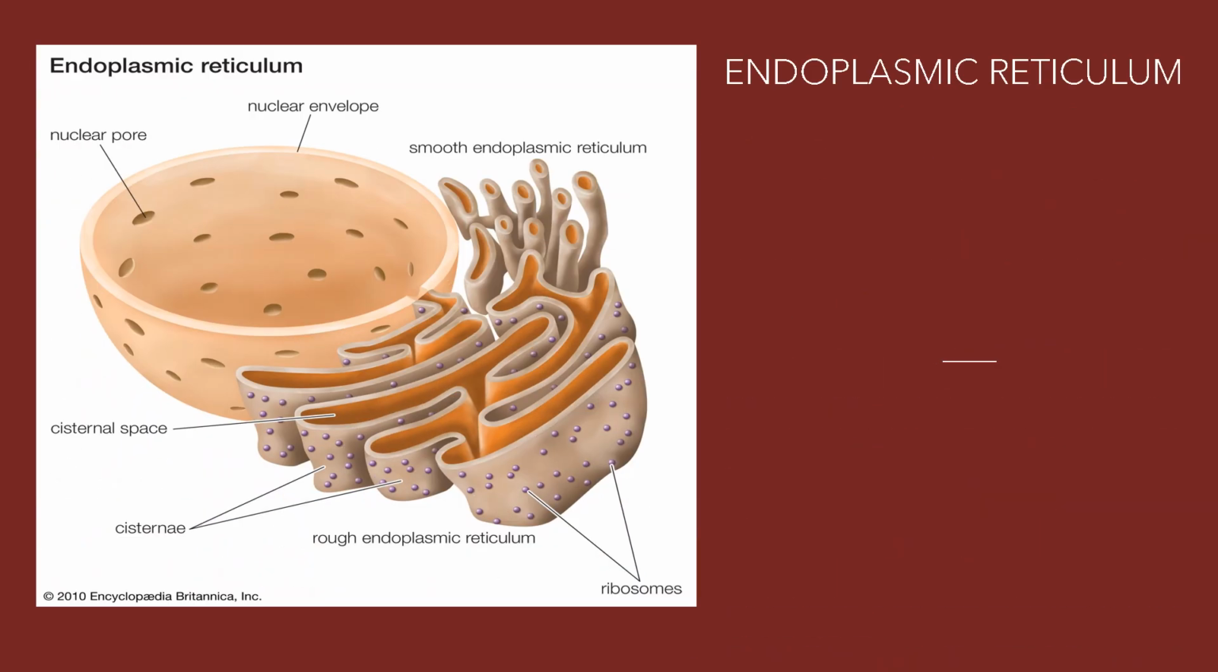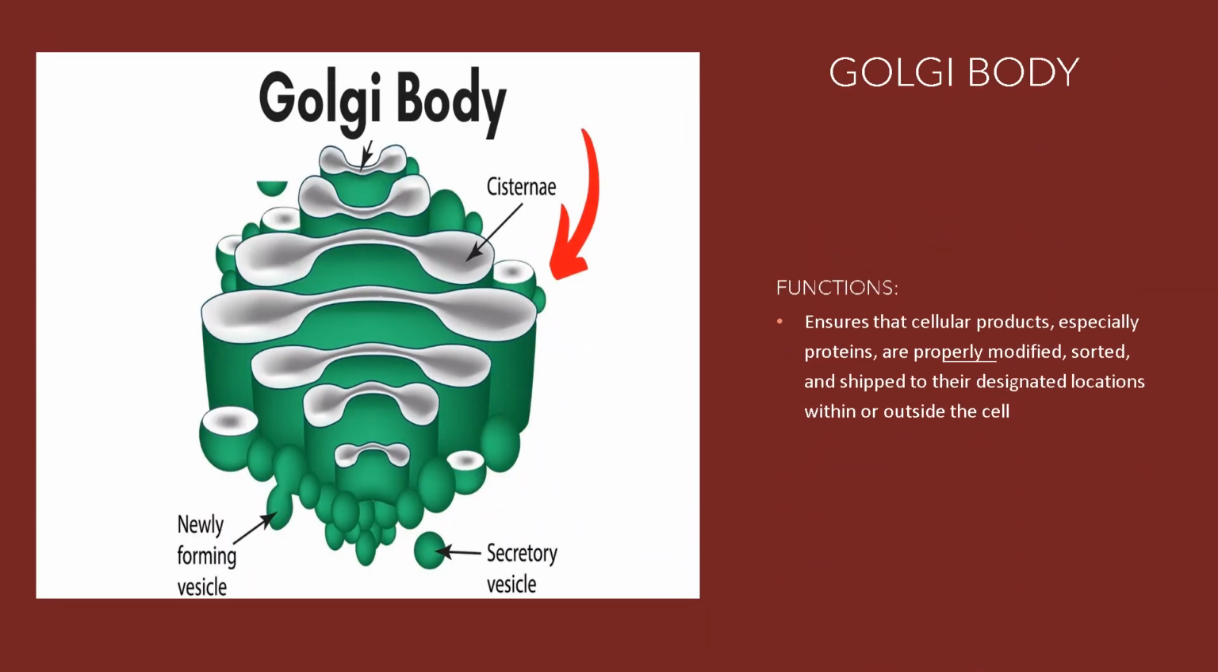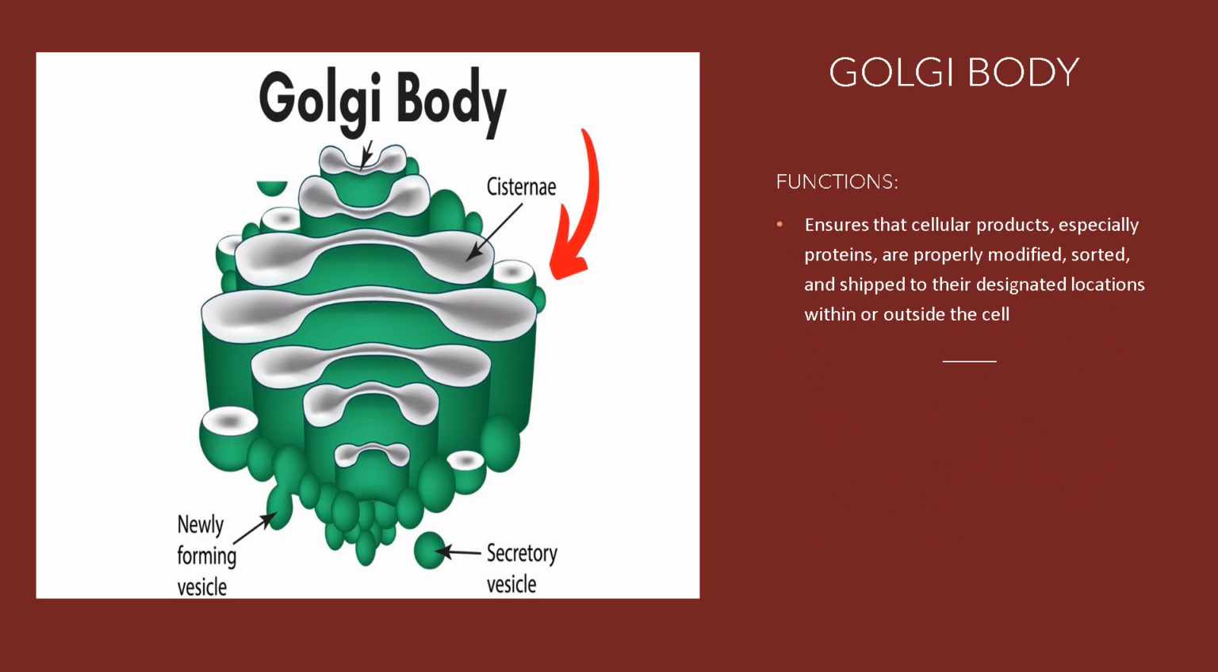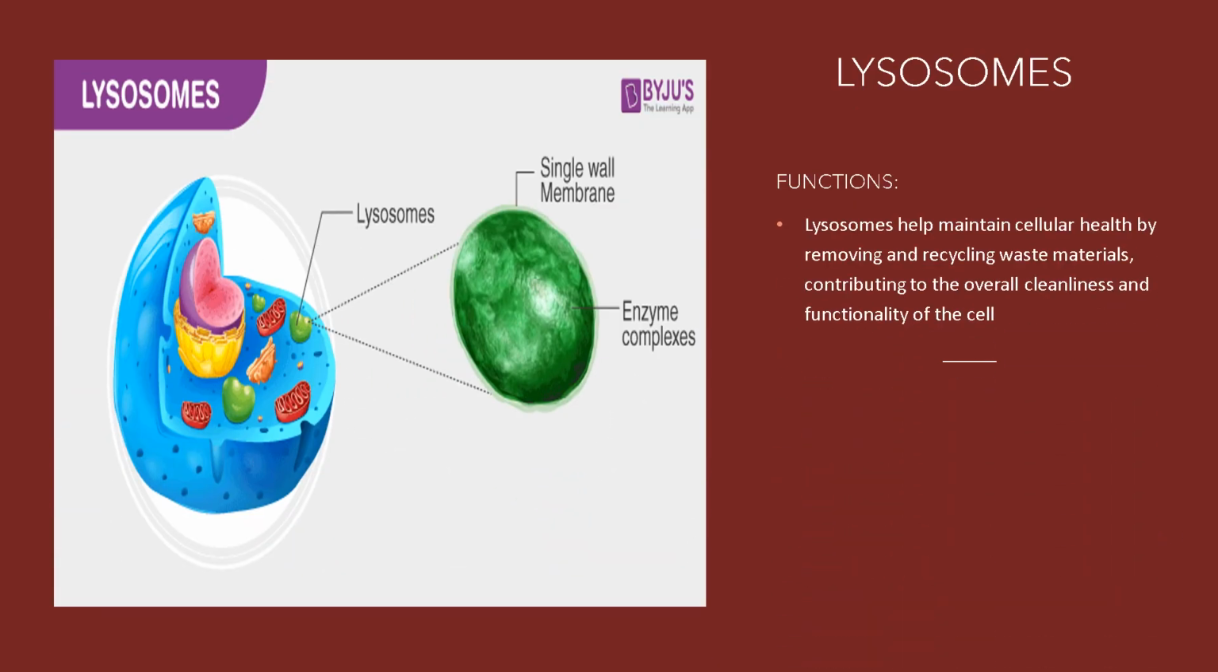Endoplasmic reticulum. The endoplasmic reticulum functions as a cellular highway and a site for the synthesis and processing of proteins and lipids. Golgi body ensures that cellular products, especially proteins, are properly modified, sorted, and shipped to their designated locations within or outside the cell. Lysosomes. Lysosomes help maintain cellular health by removing and recycling waste materials, contributing to the overall cleanliness and functionality of the cell.